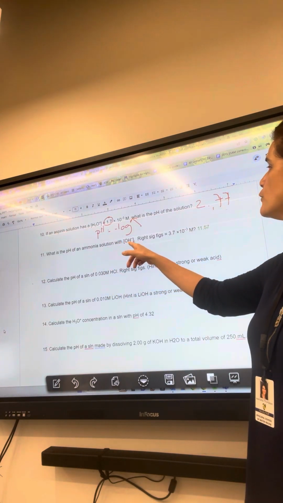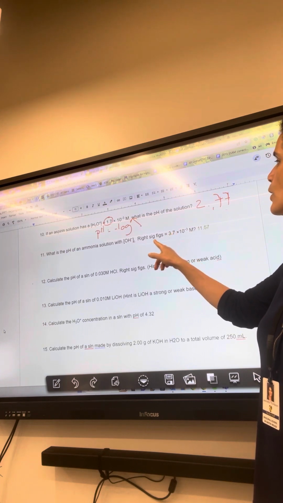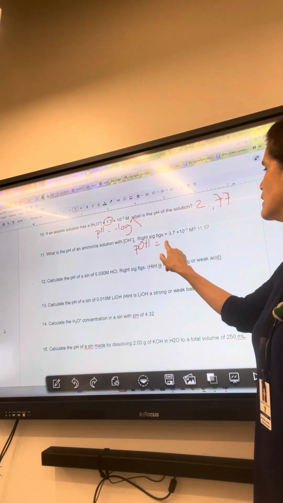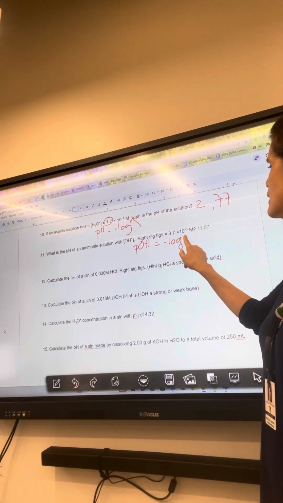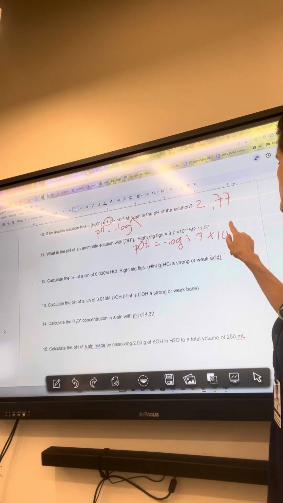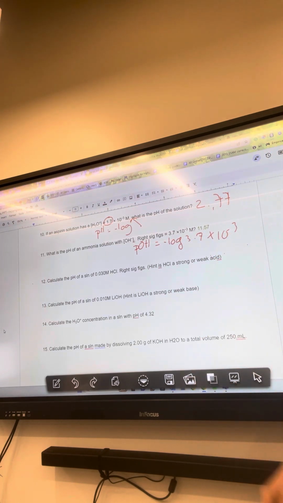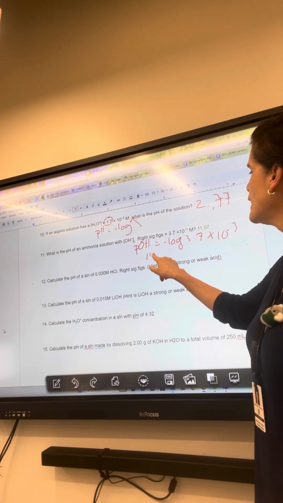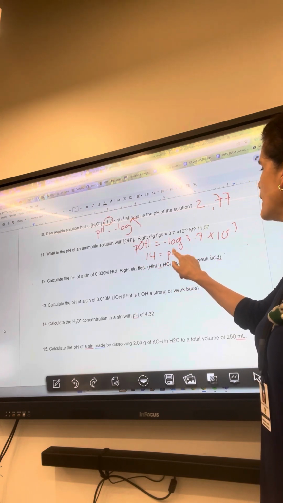What is the pH of ammonia? What is the negative log of that to find the pOH? Negative log of 3.7 times 10 to the negative whatever is 2.43. So how do you do that? 14 is equal to pH plus pOH.